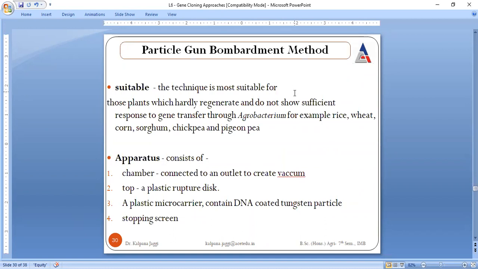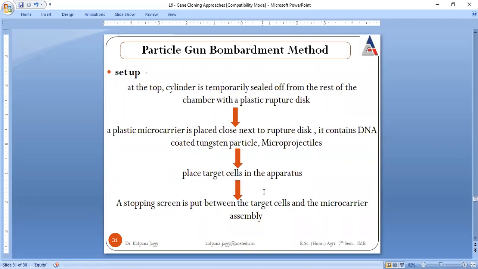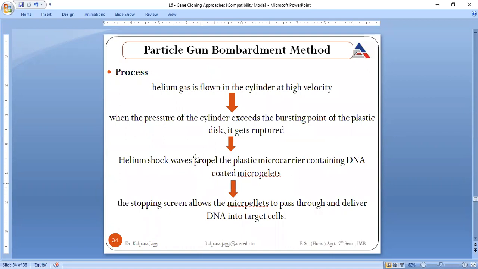This is basically suitable for those plants that cannot be regenerated on the media, right? And where the responses are not as successful when we go for the use of Agrobacterium. What is this process all about? See, here is what we have: this chamber.